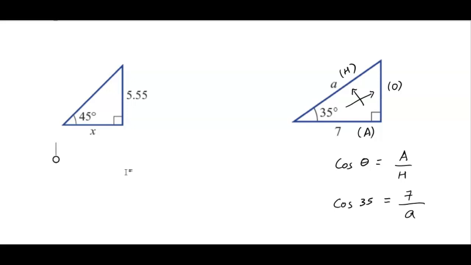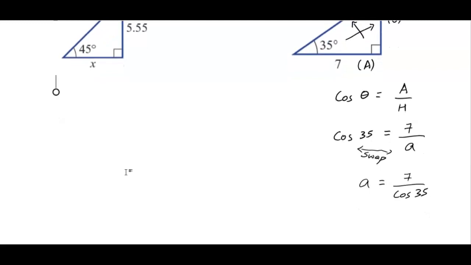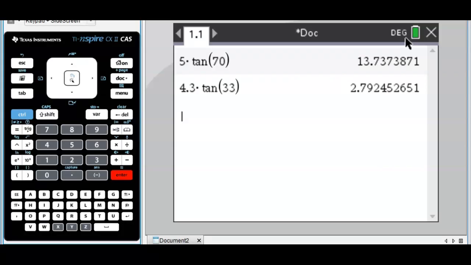Unlike the previous two examples, this time the unknown length is in the denominator. So I suggest a very quick step here. We're going to swap these two things. If I swap the two, solving for a is going to be equal to 7 over cos 35 degrees. So now I'm going to go back to my CAS calculator.